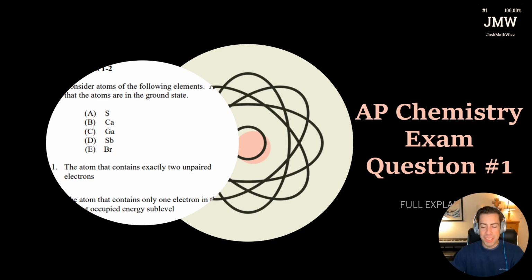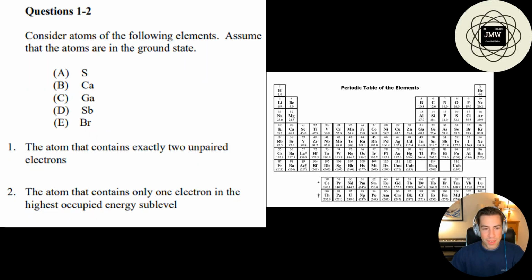All right, question number one, here we go. The first one says the atom that contains exactly two unpaired electrons. Which one could it be out of these five? And I'm going to assume that the atoms are in the ground state. So I want to find the one that contains exactly two unpaired electrons.